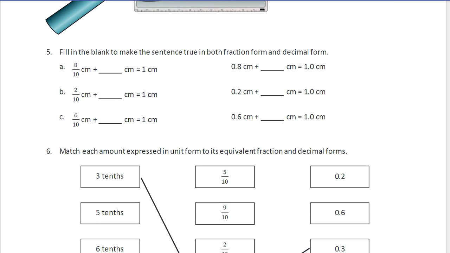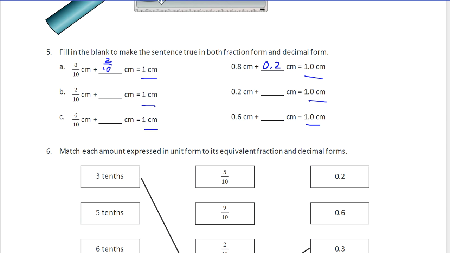All right. And finally, we're onward and upward to number 5. Fill in the blank to make the sentence true in both fraction form and decimal form. Okay, so we're trying to make 1 whole centimeter on all of these. So basically, what do I add to 8/10 to make 1 whole? Well, 8 plus 2 is 10. 10/10 is 1 whole. So for that first one, we need to add how much? That's right, 2/10. And in decimal form, how does that look? 0.2. So basically, we're making tens here.